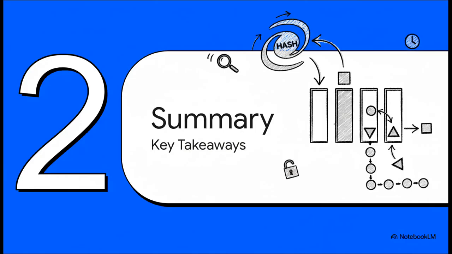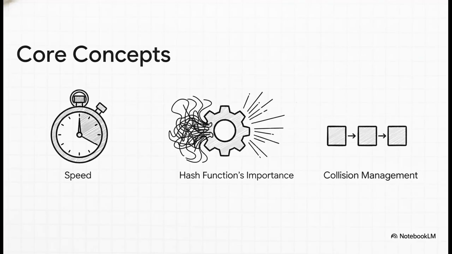All right, let's bring it all home. After all that, what are the most important things you need to walk away with? First, they are built for speed. For lookups, insertions, and deletions, they're one of the fastest things we have. Second, the hash function is everything. A good function means good performance, a bad one means disaster. And third, collisions are going to happen. The most important part of building a good hash table is having a smart strategy to deal with them.